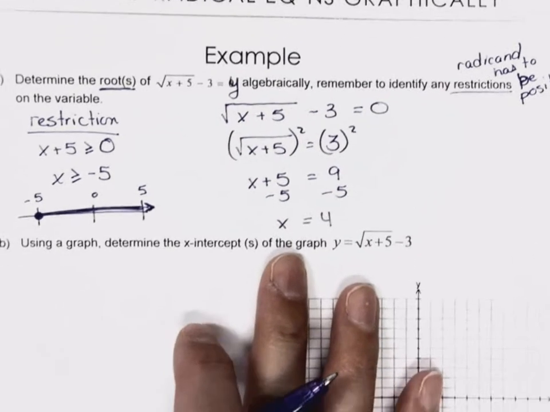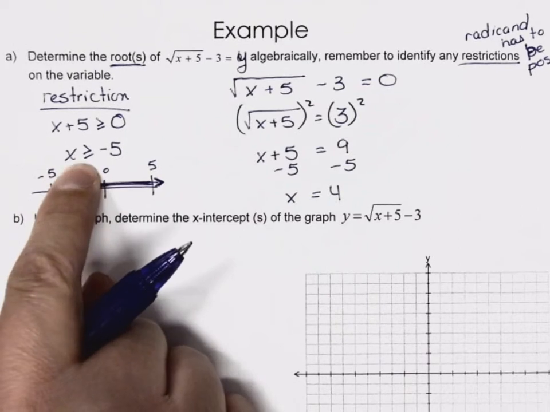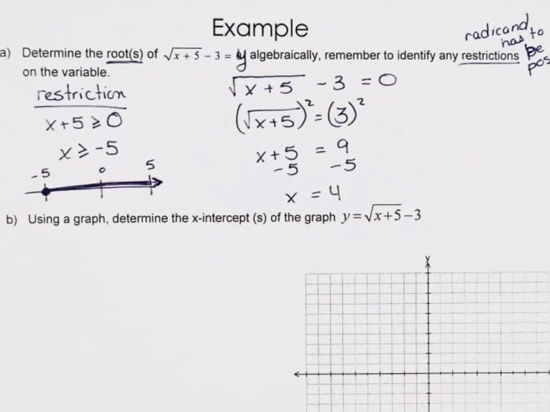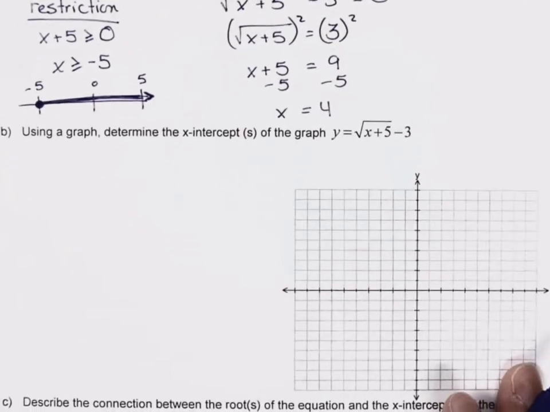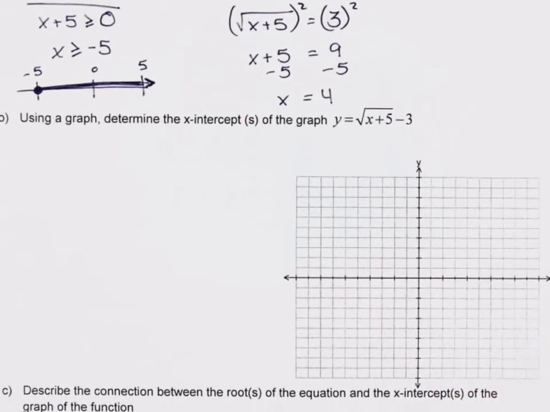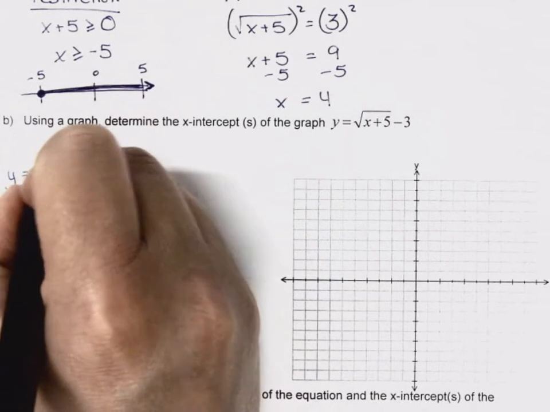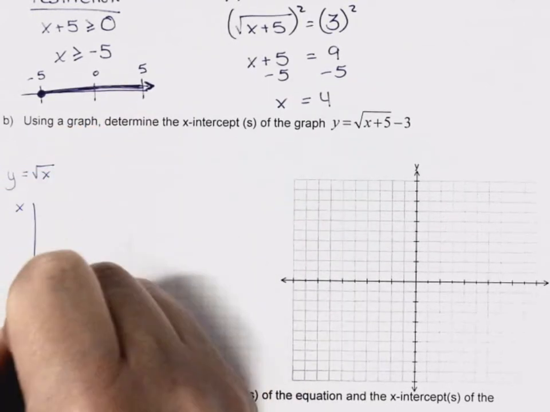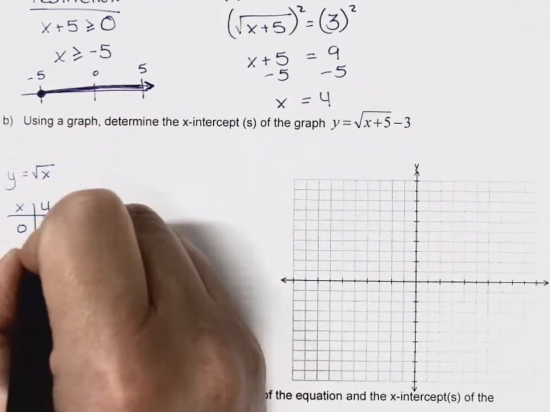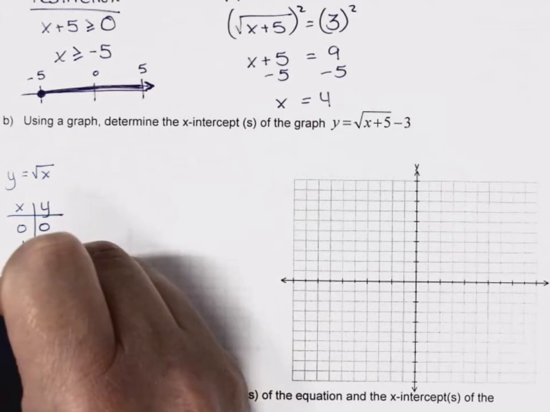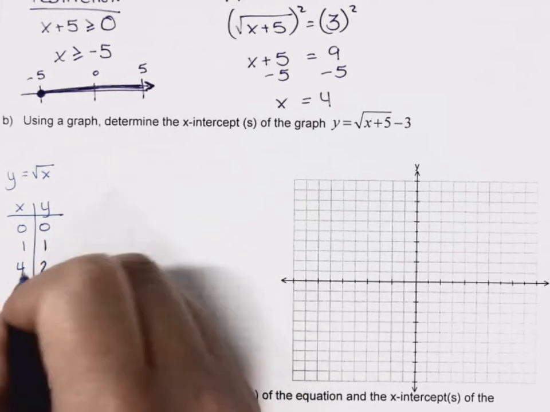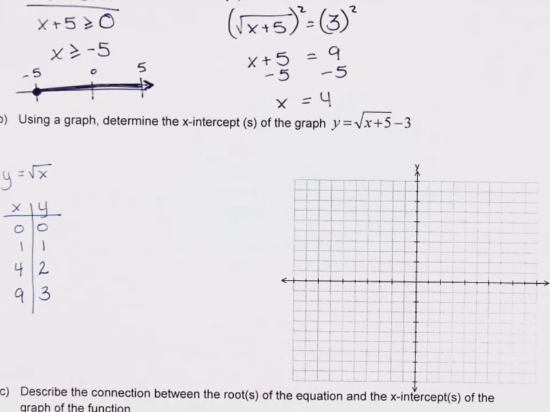So you've just solved that algebraically, but you need the restriction. You need to do your restriction first. All right, now we're going to graph it. Do you want to do it with transformations? Probably, that's easiest. What's our original table? (0, 0), (1, 1), (4, 2), (9, 3).